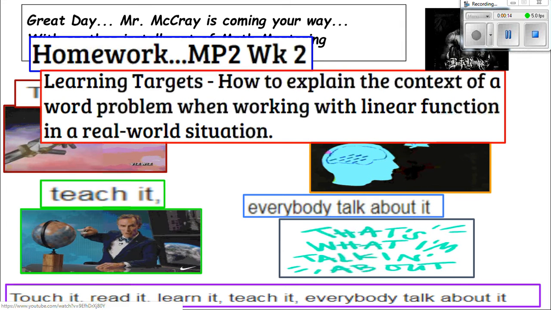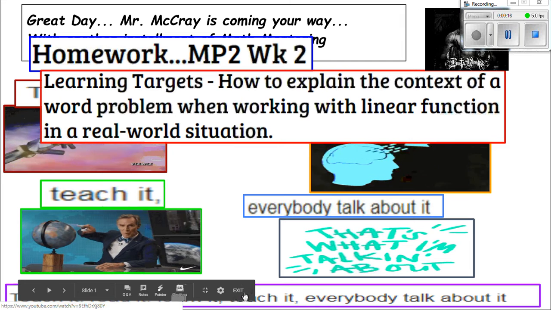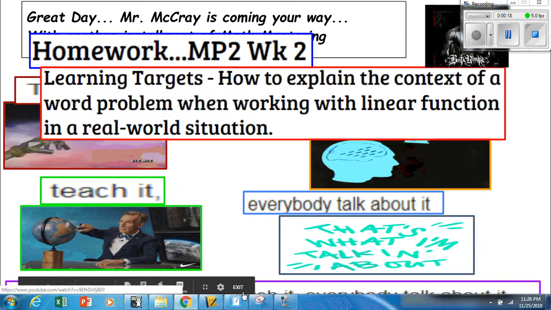Stop, format it, touch it, bring it, stay, watch it, turn it, leave it, stop, format.